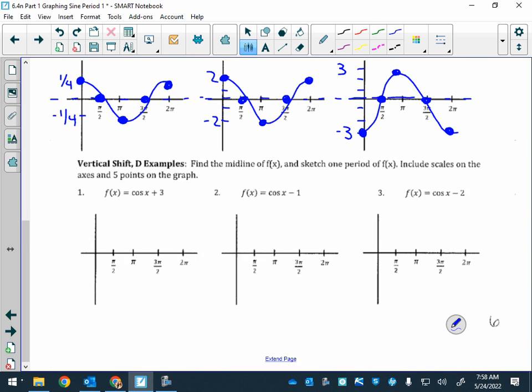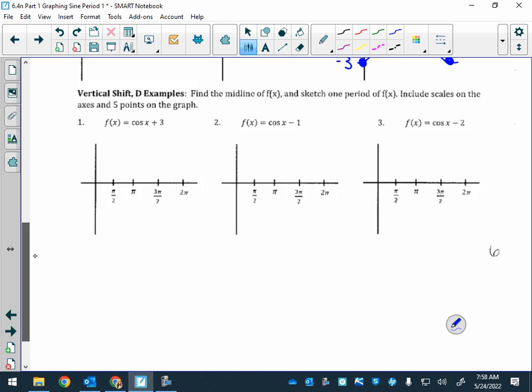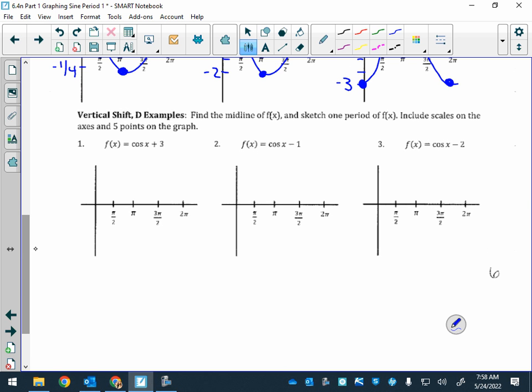Now when we have a vertical shift, what is changing in number 1? The midline, what is it? So our midline is y equals 3. 1, 2, 3. Here is our new midline. What is our amplitude? 1. So since our amplitude is 1, we count 3 plus 1 is 4, 3 minus 1 is 2. So our graph has to fall in between 2 and 4.